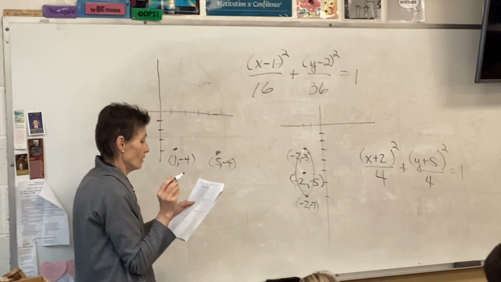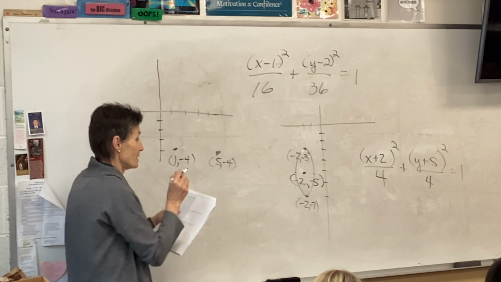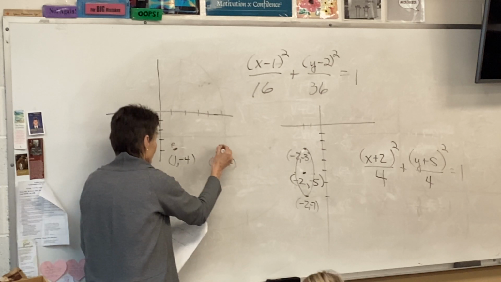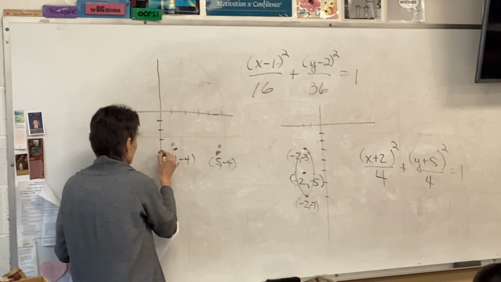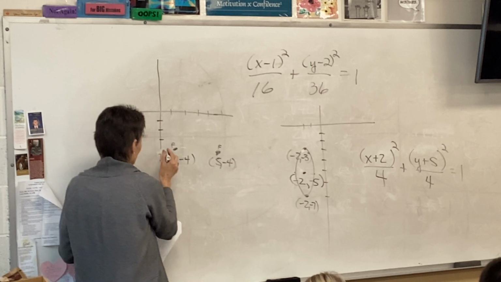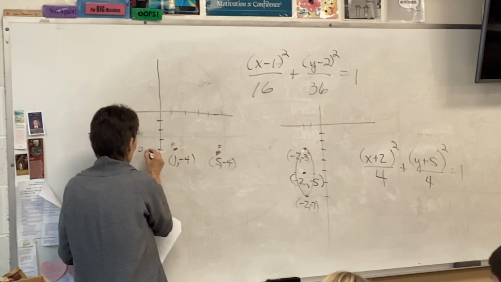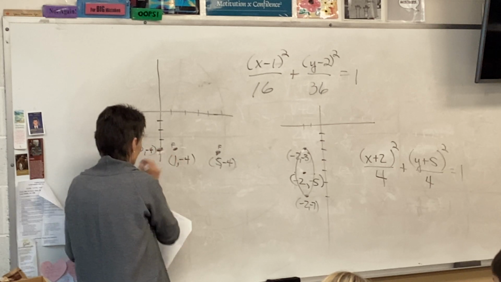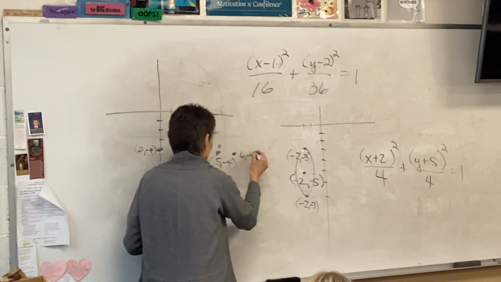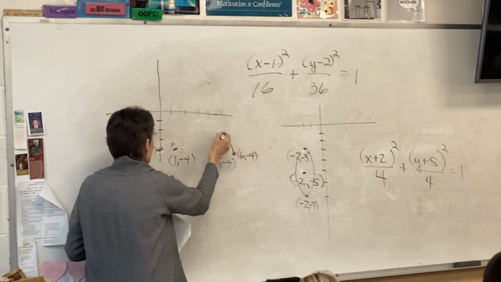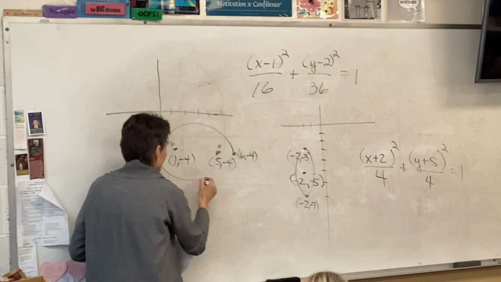So (1, -4) and (5, -4). Now be careful. Those are the foci. And the major endpoints are at (0, -4) and (6, -4). These are all supposed to be lined up. So my ellipse looks like this.